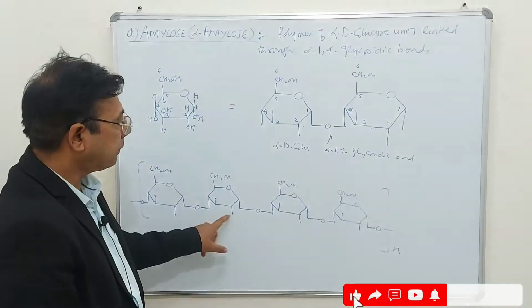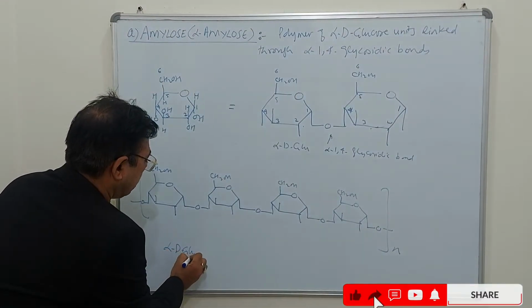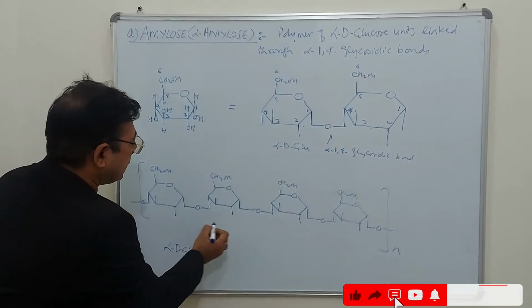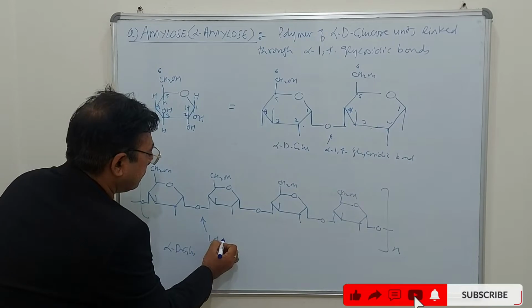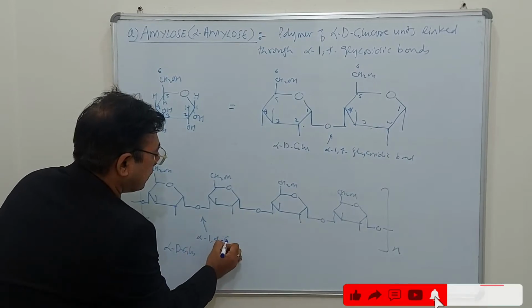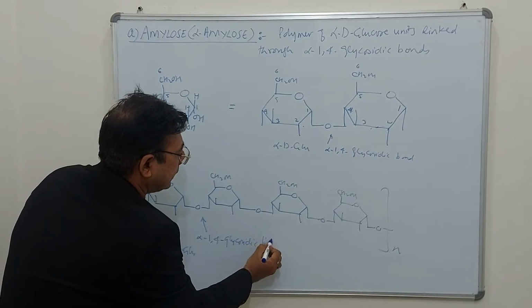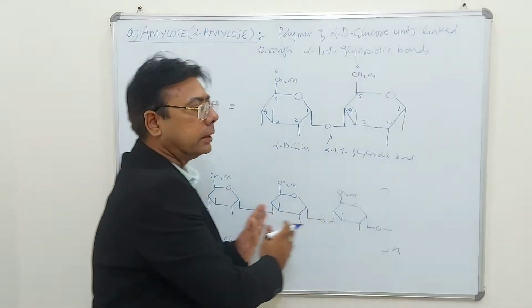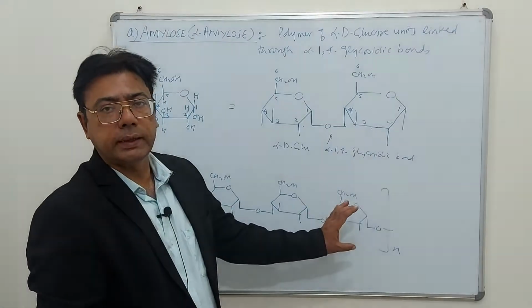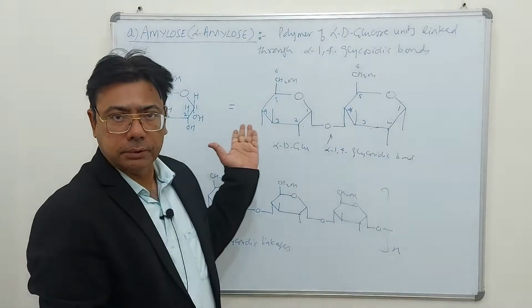So all these are alpha D glucose units, and all these bonds are alpha 1,4 glycosidic. If you go on adding alpha D glucose units like this, the straight chain that you get is amylose.